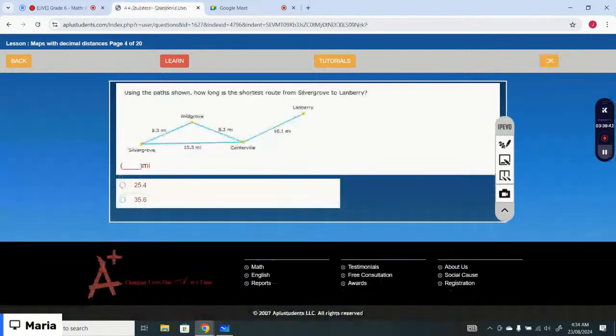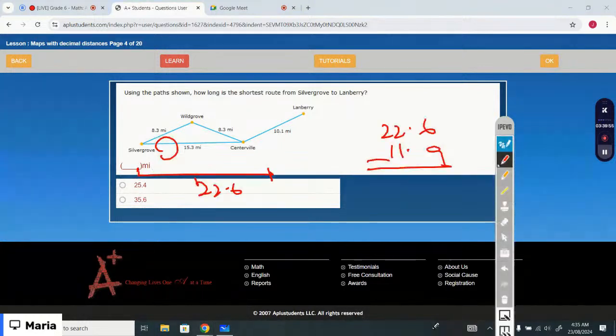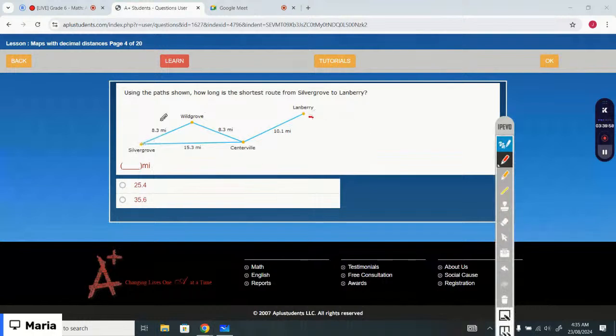Okay, the next one is using the path shown. How long is the shortest distance route from Silver Grove to Landberry? So, which is the correct option? You need to find the shortest route, right? You have to find from Silver Grove to Landberry, right?